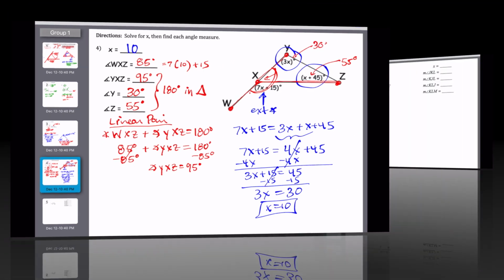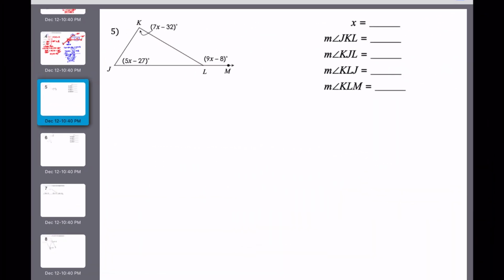So again, here's problem number 5. Pause the video, try it on your own, then unpause it to check your answers with my solutions. Okay, so here we see this is our exterior angle. So we're going to write 9x minus 8 equal to the sum of the two interior angles that are not adjacent.